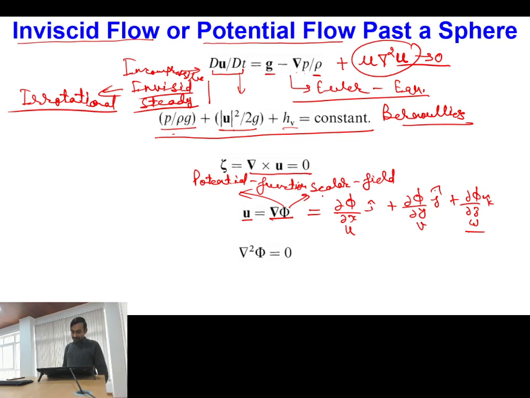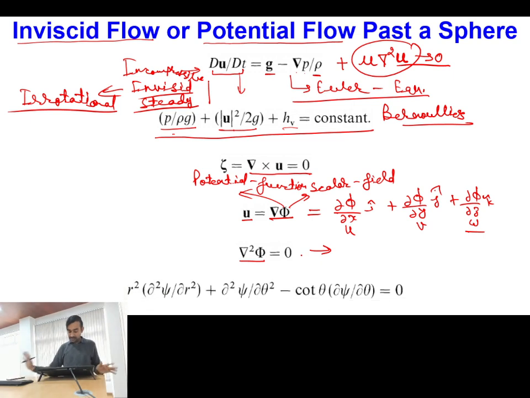Now, what will be happening? If I consider that I have a stagnant fluid medium, and in that fluid medium a particle is moving, then in that scenario, from my continuity equation, the Laplacian of phi will be equal to 0. So this is nothing but coming from the continuity equation.